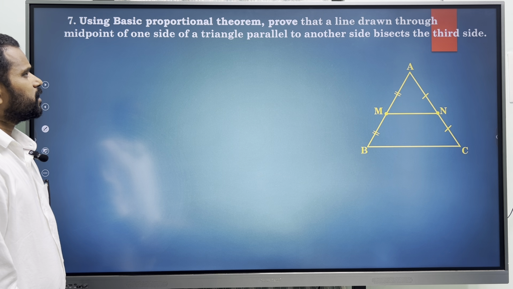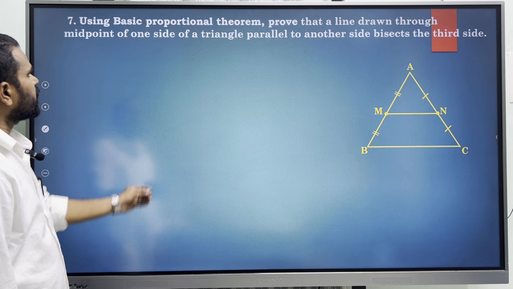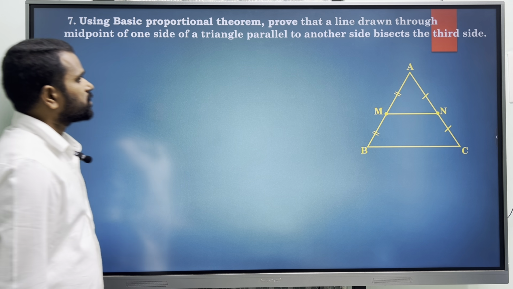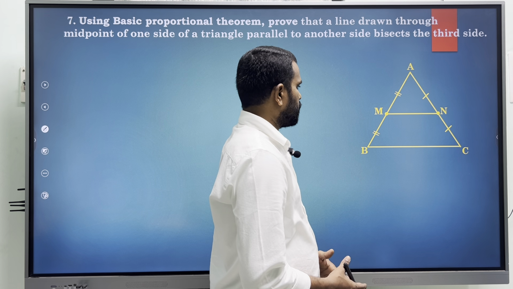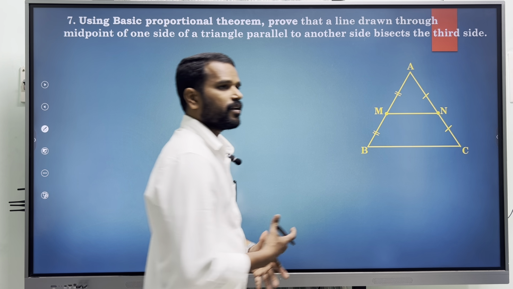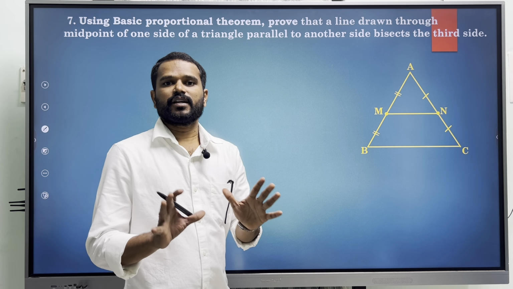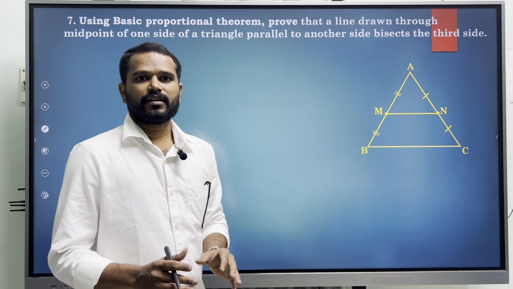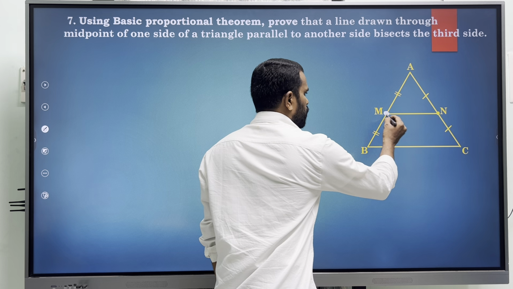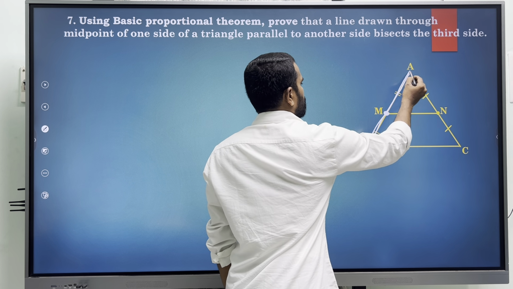Using the basic proportionality theorem, prove that a line drawn through the midpoint of one side of a triangle, parallel to another side, bisects the third side. So let us try to understand this question first of all. If you understand the question, then we are almost done. See here, midpoint of one side of a triangle. Suppose M is the midpoint of the side AB.